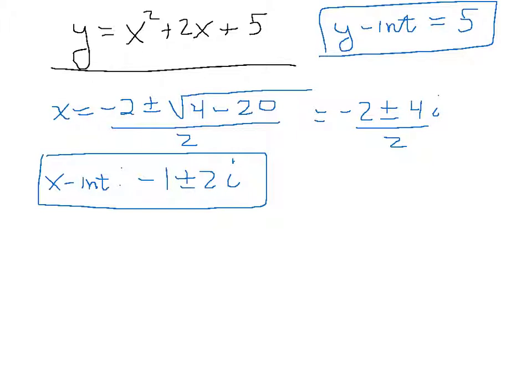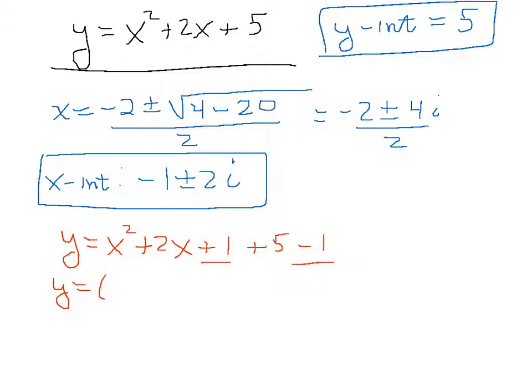Now, if we go and try to put it into graphing form, we have y is equal to x squared plus 2x. We take half of the 2 and square it. So we add that to make a perfect square. Then we have a plus 5, and then we balance adding the 1 by subtracting 1. So we can write this now in the form (x plus 1) squared plus 4. So the vertex is minus 1, 4.